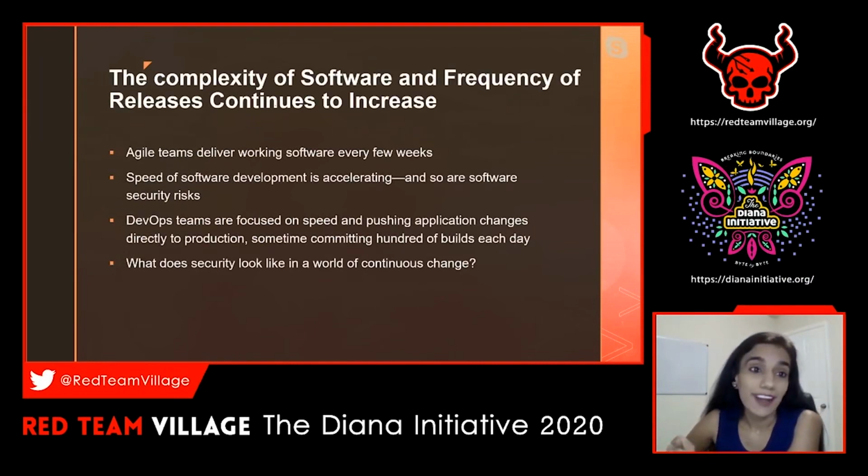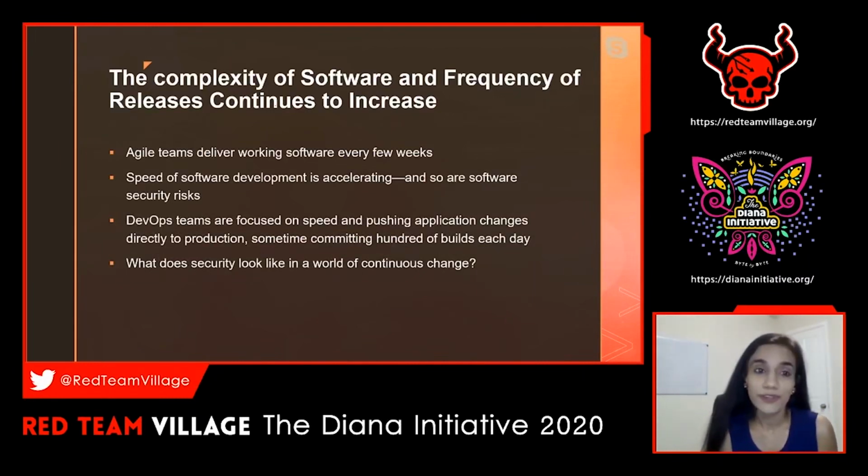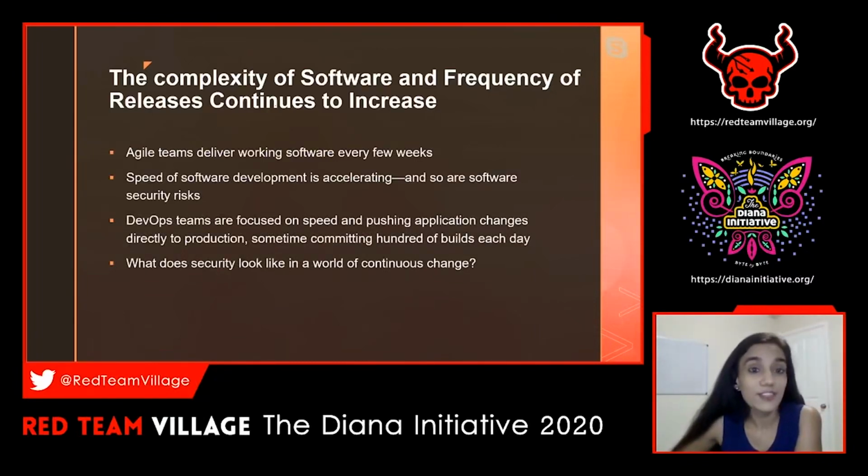There was a time when large software applications used to take a long time to complete, which is not the case today. Agile teams can deliver application software in weeks and days now. Speed of software development has increased, and so have the software security risks. Development teams are focused on speed and pushing applications into production, sometimes causing hundreds of commits every day. Organizations are taking advantage of cloud platforms, on-demand services, and continuous delivery pipelines. All of this is basically decreasing delivery cycle time.